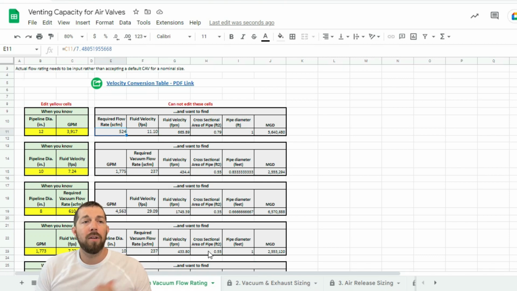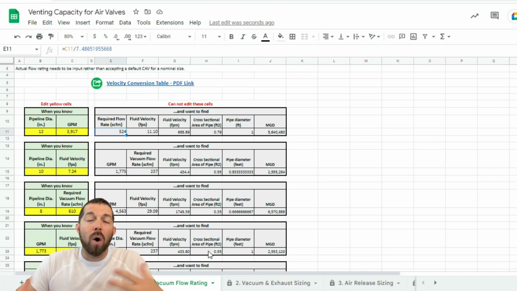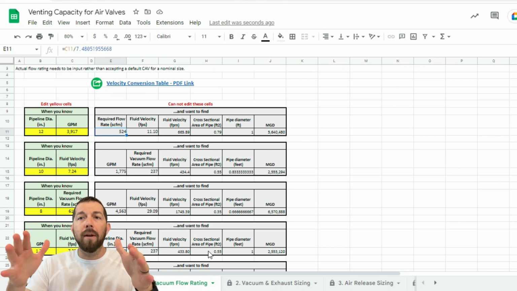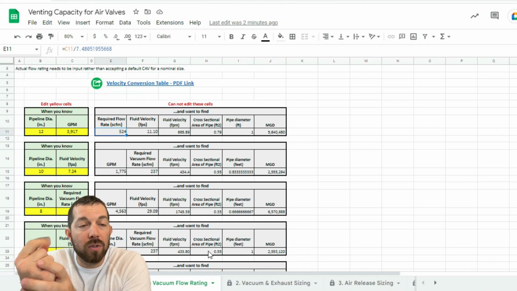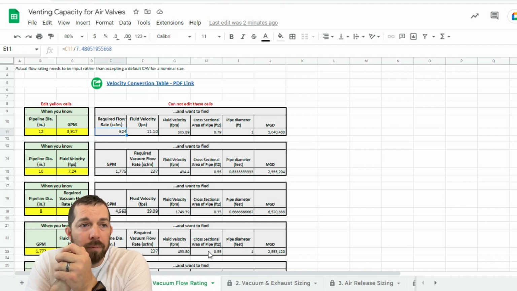You may find some manufacturers can do it and some manufacturers can't. And why they can't is, maybe, here's a little clue: maybe the top of the air valve is the same for a few different sizes, so they are limited on what they can do for this flow rate because they have a one-size-fits-all basis.